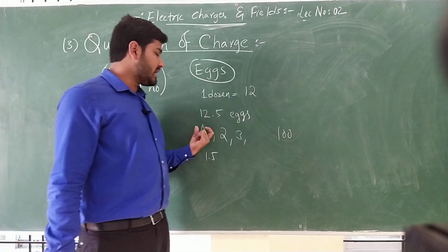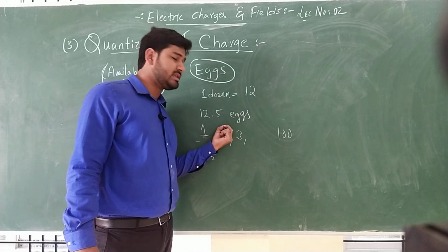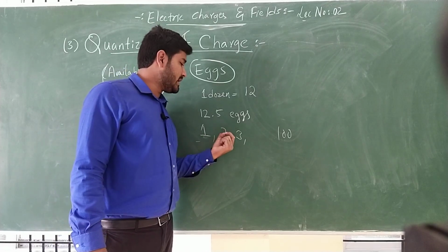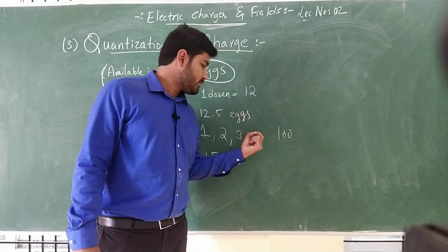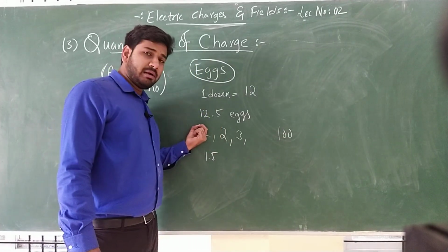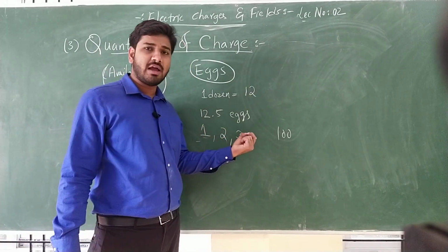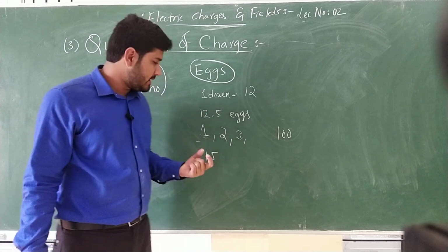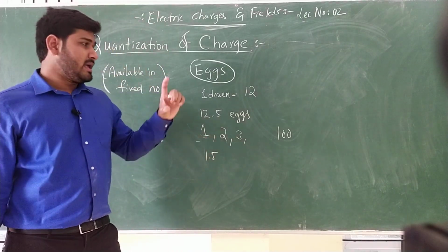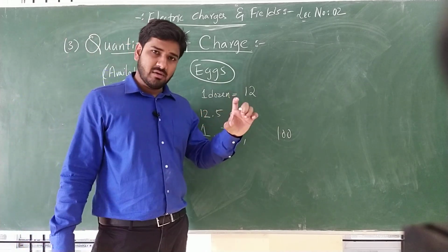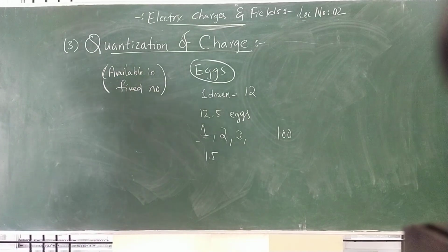Means it is quantized. It is available in the fixed number. After 1 the next is 2, then 3, next will be 4. You cannot bring 1.5, 1.25, 2.5, 3.5. So that is called quantization. Quantization means a thing which is available in the fixed number. Similarly, charge is also quantized.